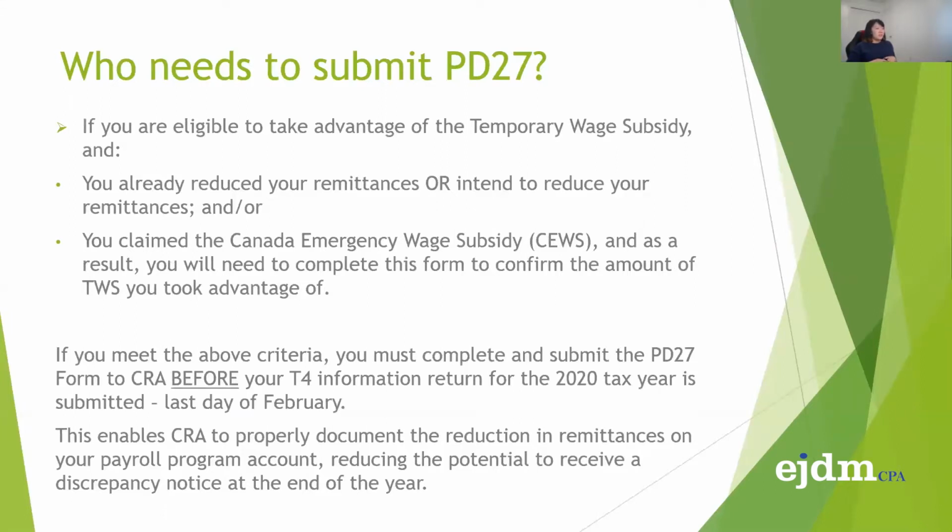If you meet the above criteria, you must complete and submit the PD27 form to the Canada Revenue Agency before your T4 information return for the 2020 tax year is submitted, which is the last day of February. This enables the Canada Revenue Agency to properly document the reduction in remittances on your payroll program account, reducing the potential to receive a discrepancy notice at the end of the year.